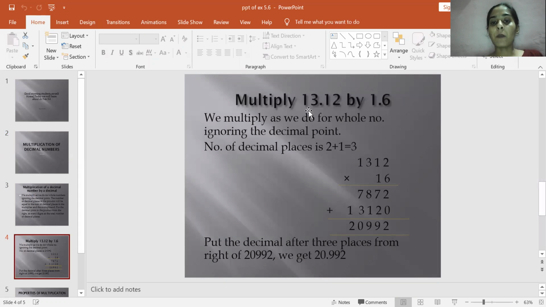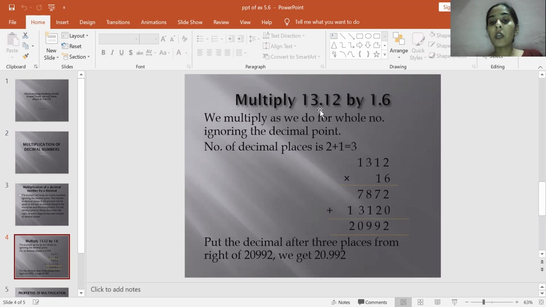So firstly, we multiply 13.12 by 1.6. Now you can check, we have both decimal numbers, the multiplicand and multiplier both. We multiply as we do for whole numbers, ignoring the decimal point, as we already did before. So firstly, I multiply my multiplicand and multiplier without taking the decimal. Okay, class. Now what do we have to do? The number of decimal places is 2 plus 1, which is 3.